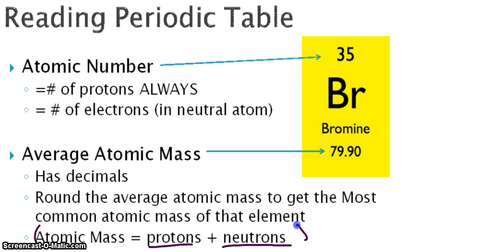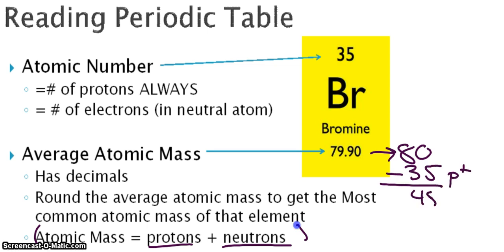Atomic mass is equal to the protons plus the neutrons. Because I can't have a part of one of those particles, we will be calculating those in whole numbers. That's why we would have to round the 79.90 to 80 in that case. That would also mean, knowing the protons from the atomic number and the rounded atomic mass, we would be able to calculate the number of neutrons present, 80 minus 35. That means we would have 45 neutrons in this particular atom.